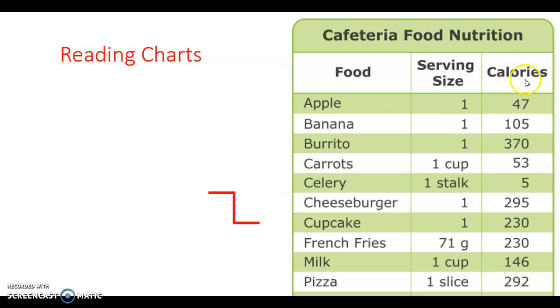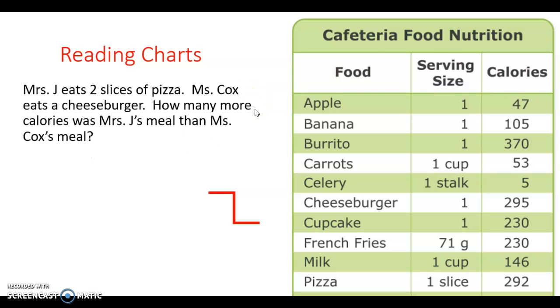And finally, in the third column, I see the amount of calories that's in each item. Now that I've read, interpreted, and understand the chart, I'm ready to read the question. Mrs. J eats 2 slices of pizza. Miss Cox eats a cheeseburger. How many more calories was Miss J's meal than Miss Cox's meal?